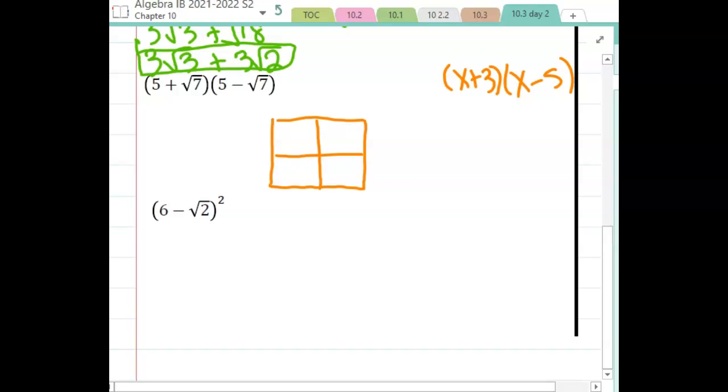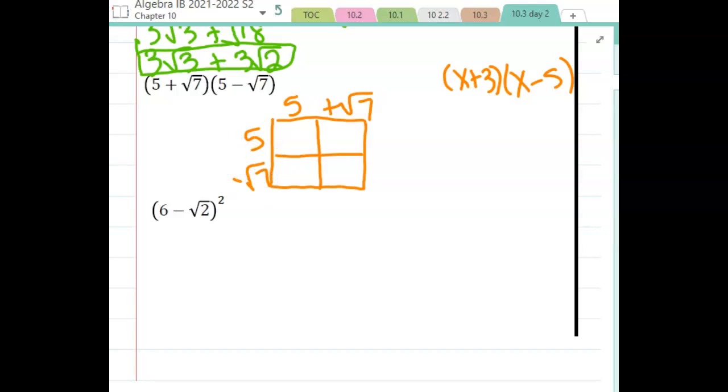Or, since it's radicals and we're still kind of getting used to multiplying with radicals, I would recommend using the box method. Since I'm multiplying 2 terms, my box needs to be 2 by 2. I'm going to write a 5 plus the square root of 7 on the top, and a 5 minus the square root of 7 down the side. Make sure you include the sides.